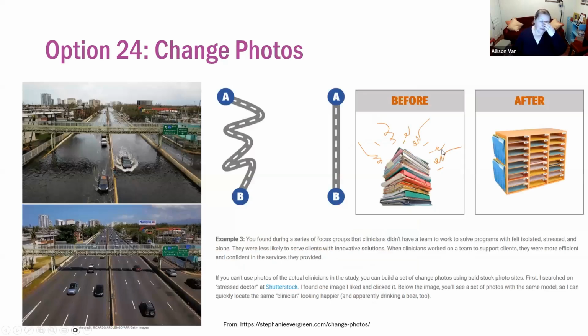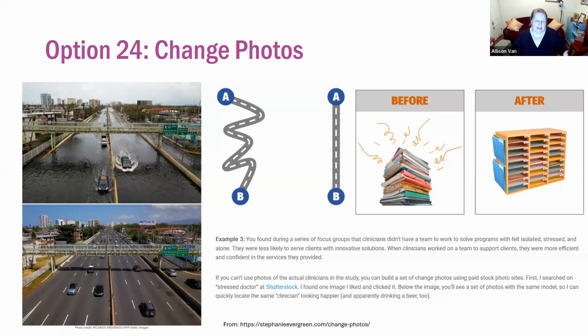Okay, option 24, change photos. So sometimes you have actual photos, flooded, not flooded. You can use just simple icons or stock photography. The note below is that if you're using stock photo pages, many of them have the option where you can select the same model so that you can show people in multiple positions.